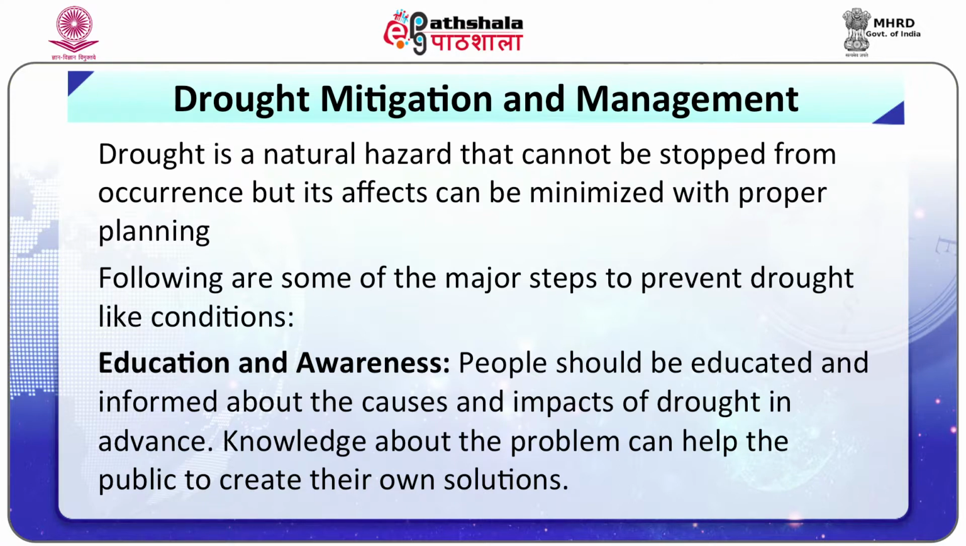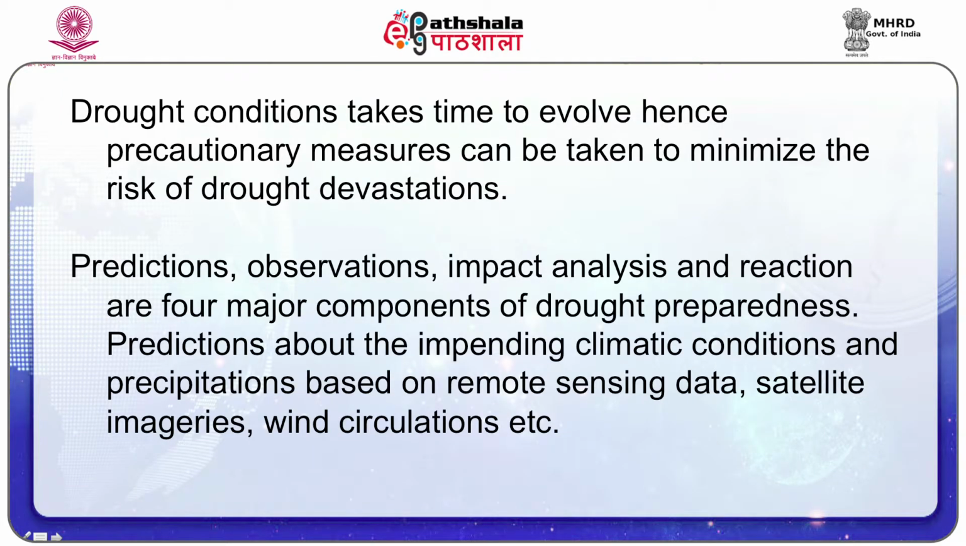Now let's discuss how drought conditions can be mitigated and managed. Drought is a natural hazard that cannot be stopped from occurring, but its effects can be minimized with proper planning. Drought conditions take time to evolve, hence precautionary measures can be taken to minimize the risk of drought devastation. Predictions, observations, impact analysis and reactions are four major components of drought preparedness.